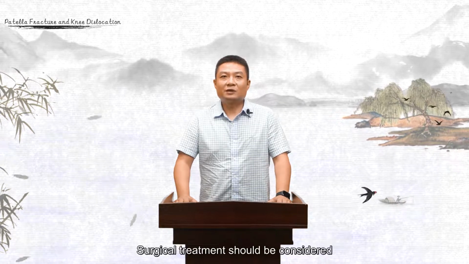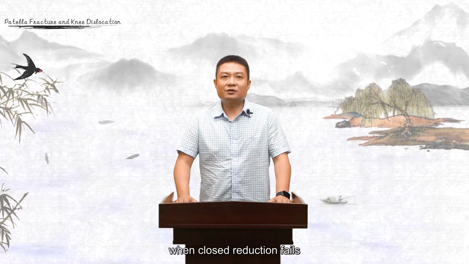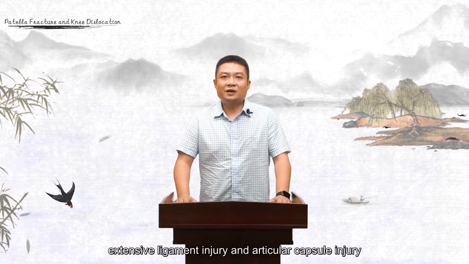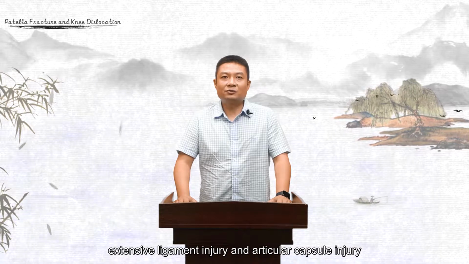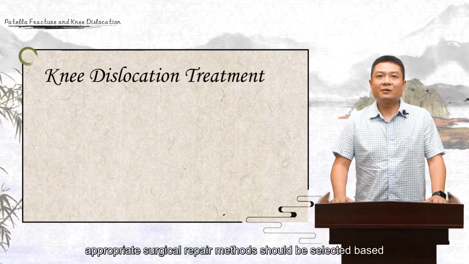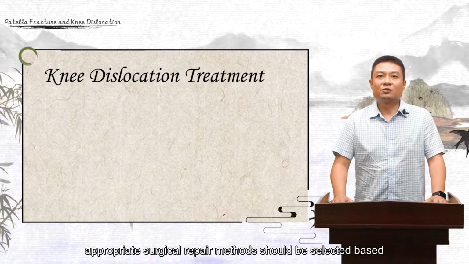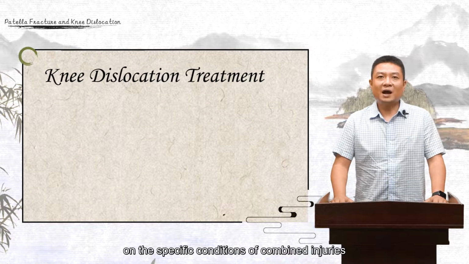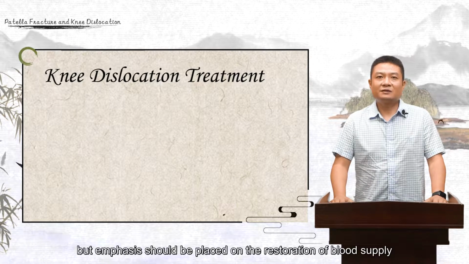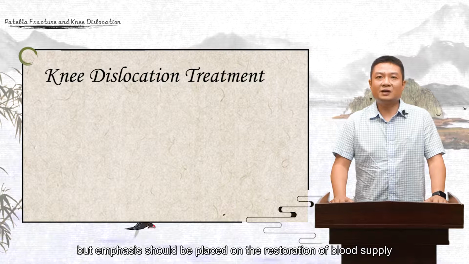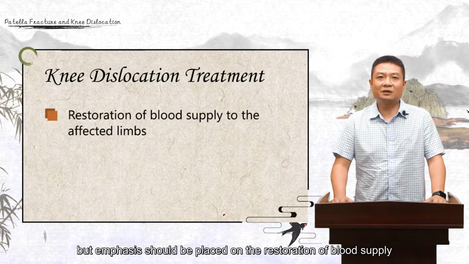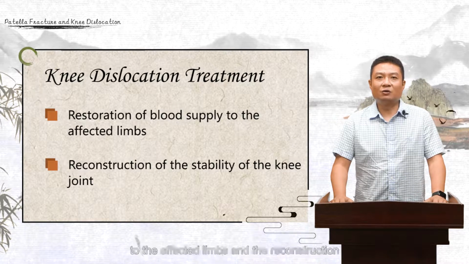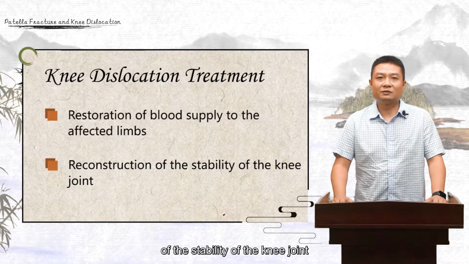Surgical treatment should be considered when closed reduction fails and is combined with vascular injury, extensive ligament injury, and articular capsule injury. Clinically, appropriate surgical repair methods should be selected based on the specific conditions of combined injuries, but emphasis should be placed on the restoration of blood supply to the affected limbs and the reconstruction of the stability of the knee joint.